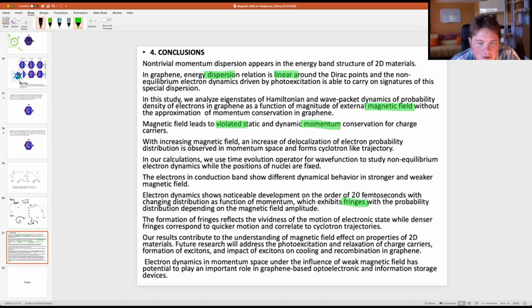This study can be helpful in graphene-based optoelectronic devices.